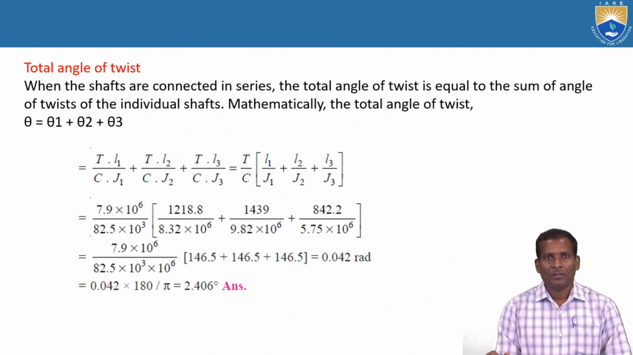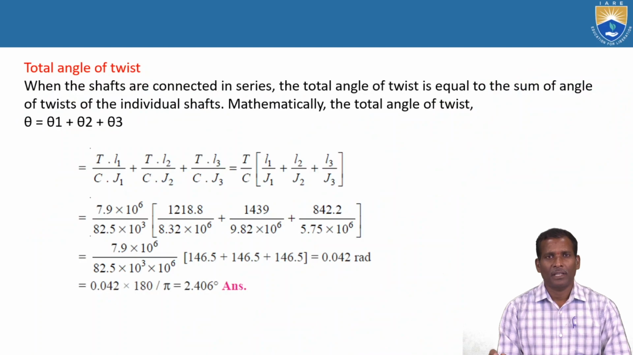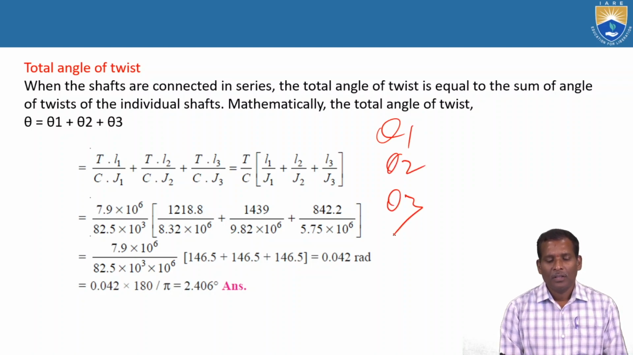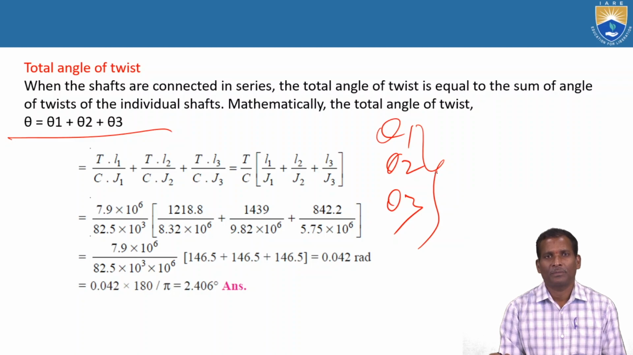So use this, after that applied torque equation, torsion equation, and then find out the torque. And then finally, total angle of twist. Up to now only we have calculated theta 1 and theta 2 and theta 3. So these shafts are connected in series. So the total angle of twist is equal to the sum of angles. So in series, theta is equal to the sum of these three angles of twist, theta 1, theta 2 and theta 3.